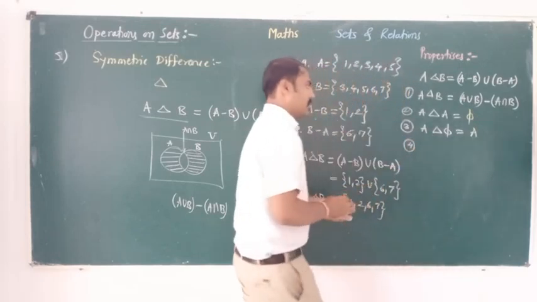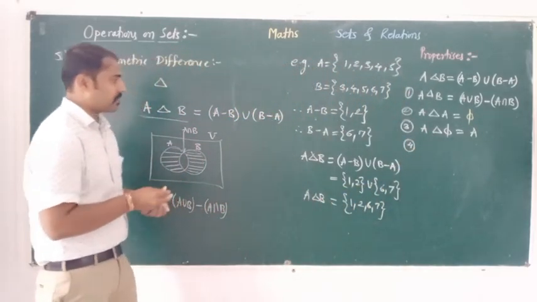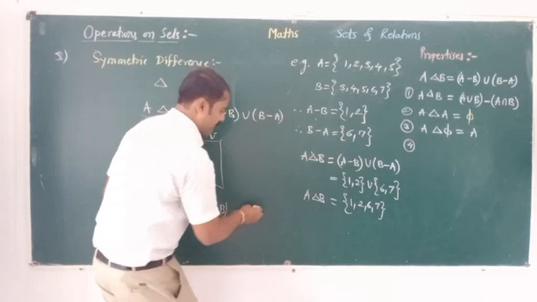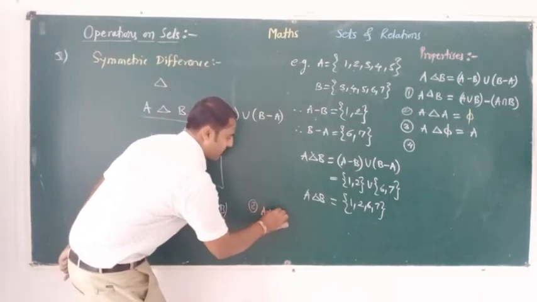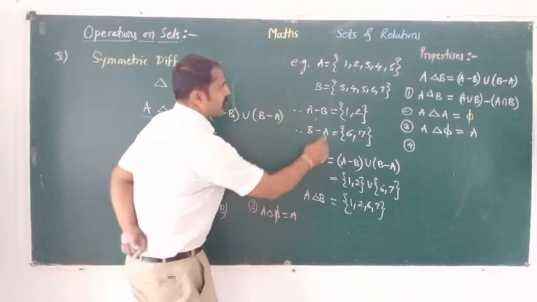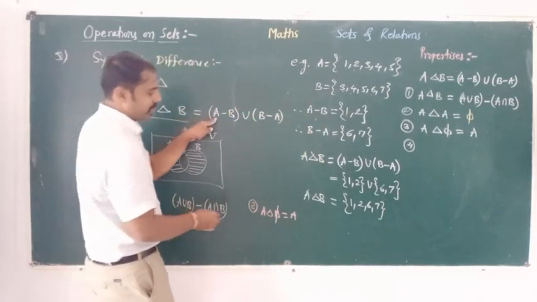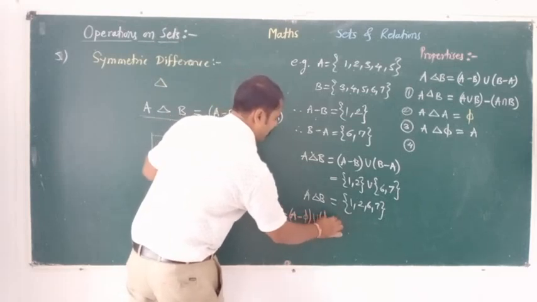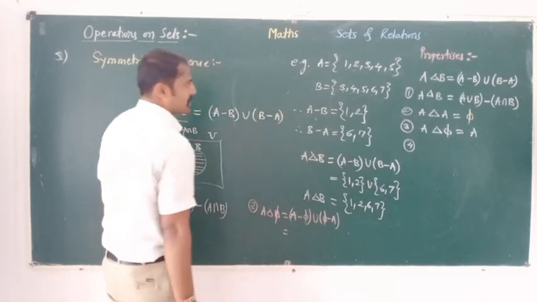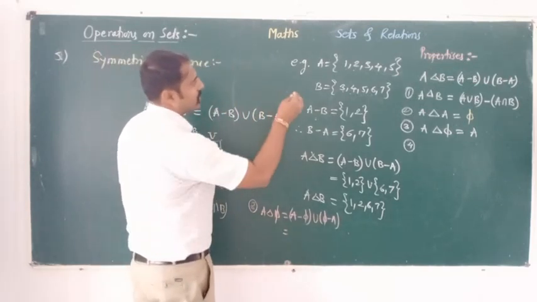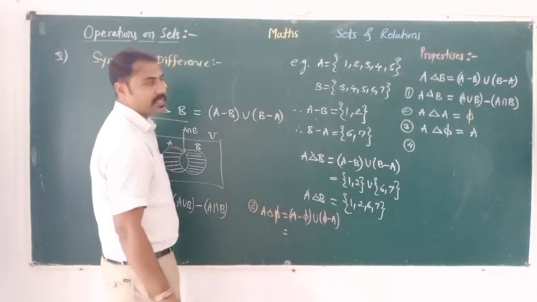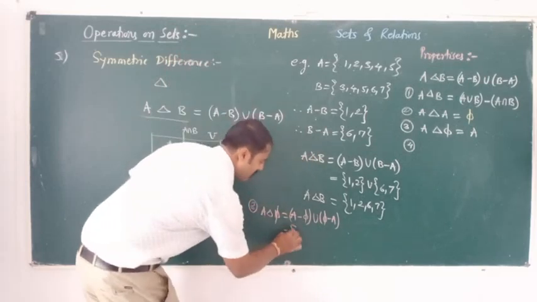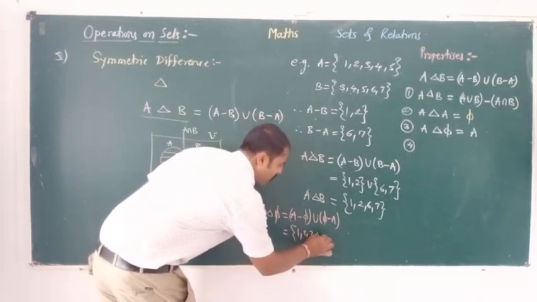Fourth property, A delta 5. If we take symmetric difference of A delta 5, look here, I am explaining that third property. From the definition, A delta 5 is A minus 5 union with phi minus A. A minus phi. A is what? A is the set of 1, 2, 3, 4, 5. A minus phi is the elements in A which are not in phi, that is all the elements 1, 2, 3, 4, 5.